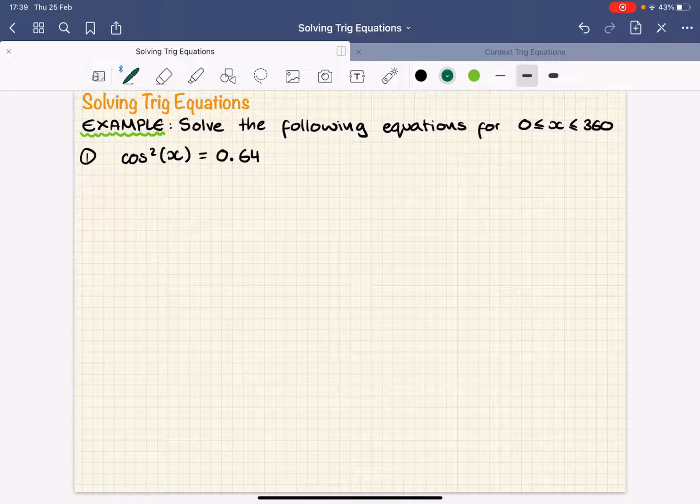Now, I still need to get it into the stage where it's in the form of cos x equals before I begin anything else. And remember, to get rid of the square, that means we have to square root it. So we square root on both sides.